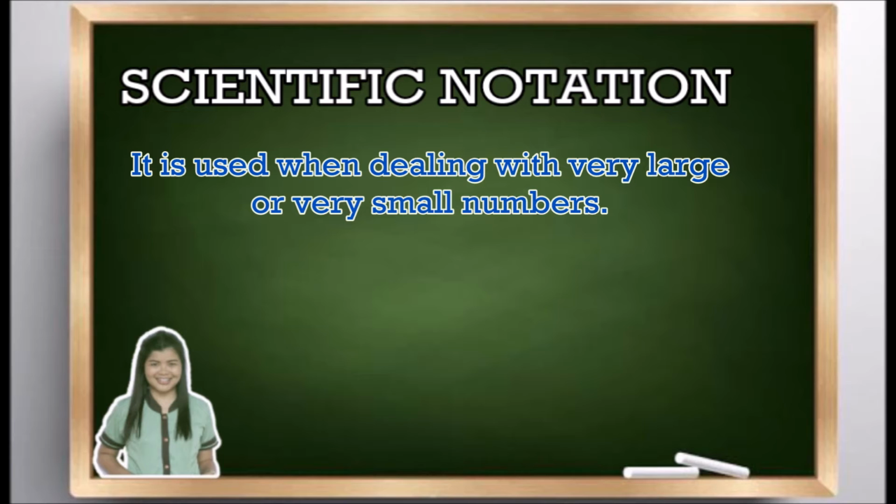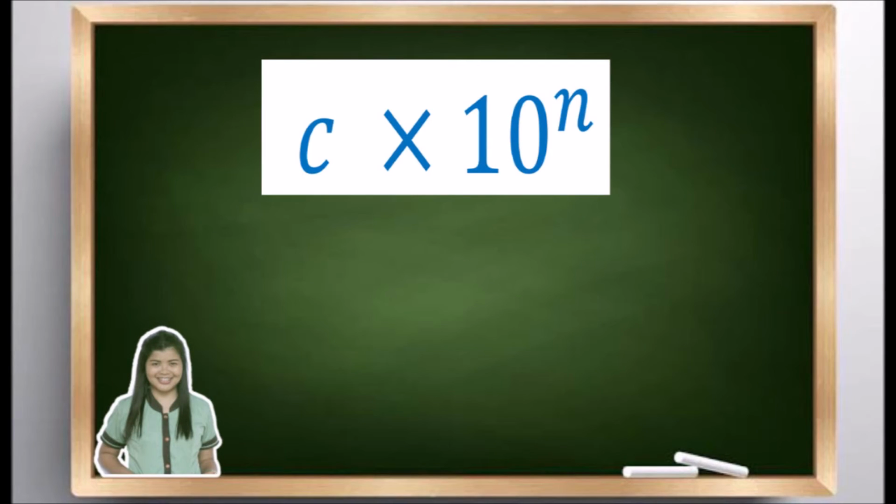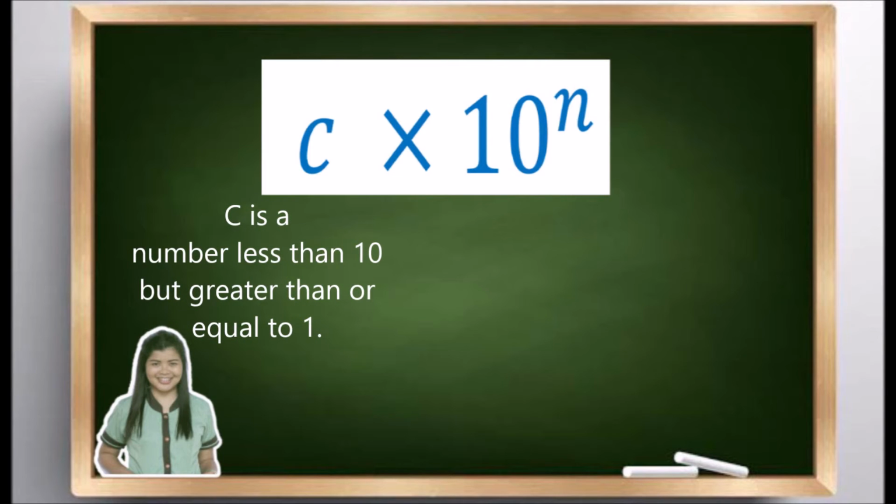Scientific notation is used when dealing with very large or very small numbers. It is also considered a more convenient way of writing small or large numbers. This is the standard form of scientific notation: c times 10 raised to the power of n, where c is a number less than 10 but greater than or equal to 1.